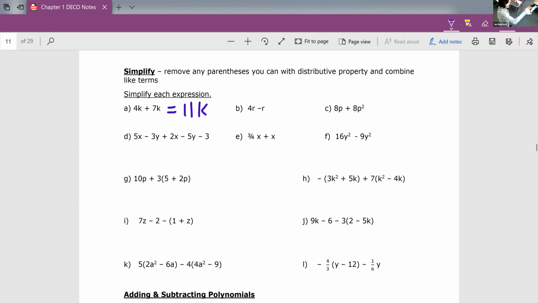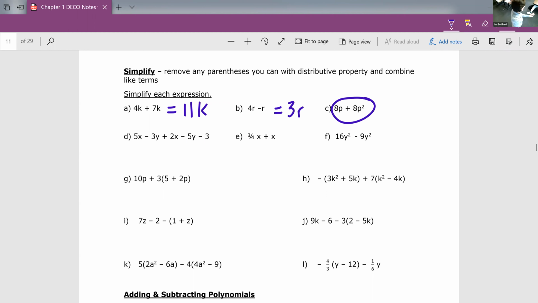That's it. Can I do 4R minus R? Are those like terms? Yes. So if I have 4 of those R's and I take away an R, how many do I have? 3R. Excellent. What about 8P plus 8P squared? Are those like? Those are unlike. So can I do anything with it? I'm done. That's as simple as it gets.